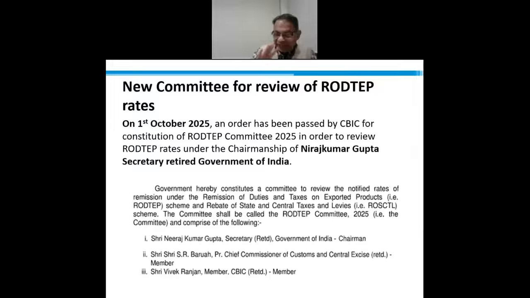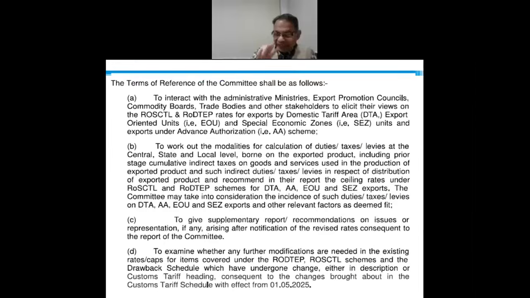So the actual calculation of this committee, the looking into details, and this includes two types of remission schemes, RoSCTL, which is for textile products, and RoDTEP for other products. In other words, officers who are ultimately going to check these details are revenue officers. Please remember this word carefully. Why revenue officers? Because they understand the implication of taxation. This has to be read through in details. So I will go over para by para.